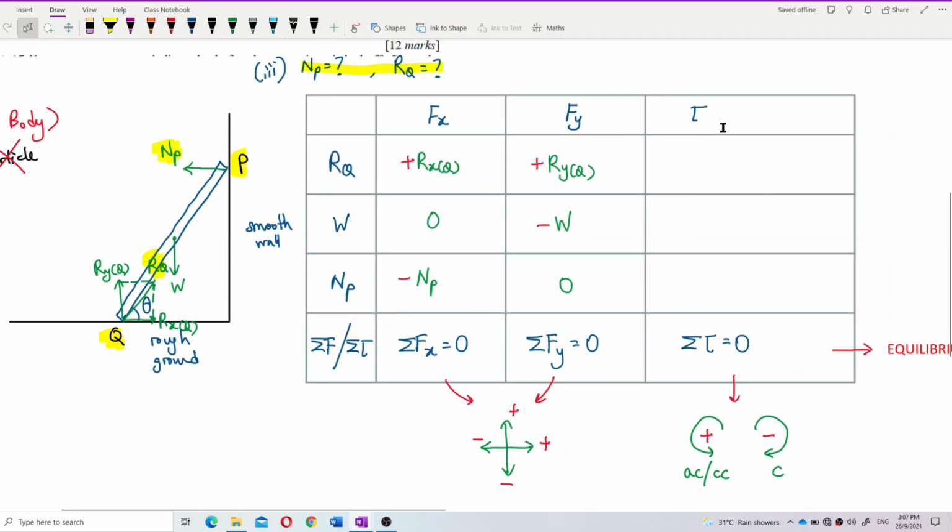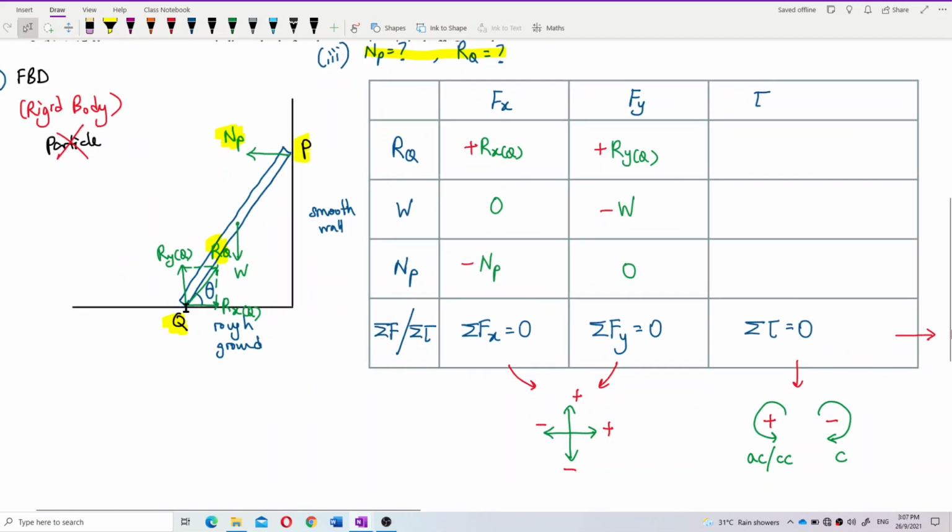Actually, this point of axis of rotation can be anywhere. We can assume this rod rotates around point Q. We can also assume the rod rotates around point P, or we can assume the rod rotates around the center of mass. So this axis of rotation can be anywhere. But we need to take one point. We need to set one point for axis of rotation.